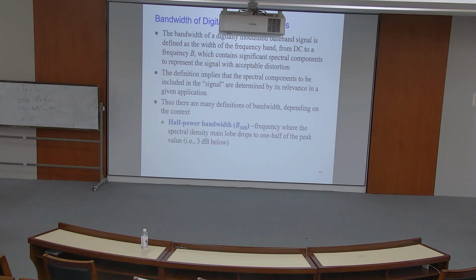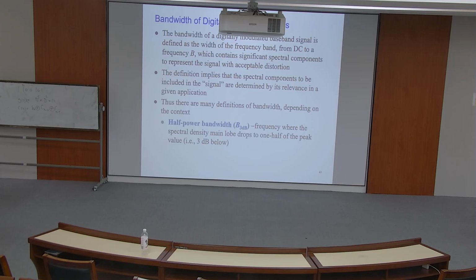Now the bandwidth of a digital baseband signal. The bandwidth of a digital modulated baseband signal is defined as the width of the frequency band from DC to a frequency D, which contains significant spectral components to represent the signal with acceptable distortion. The definition implies that spectral components to be included in the signal are determined by their relevance in a given application. Thus, there are many definitions of bandwidth depending on the context.